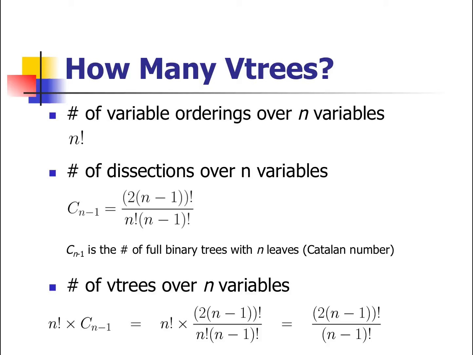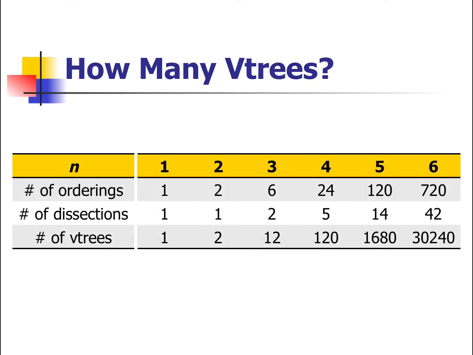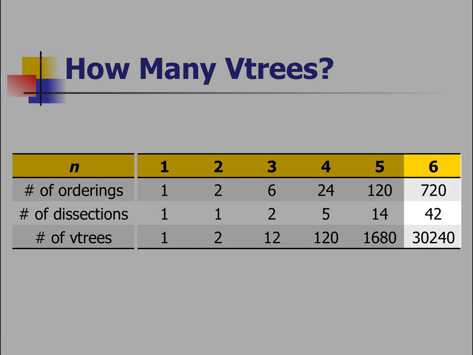And if we want to see some concrete numbers, here's an example going from n equals 1 to n equals 6. So for 6 variables, we have 720 total orders, and each one of them can be dissected in 42 different ways, leading to 30,240 different Vtrees over 6 variables.